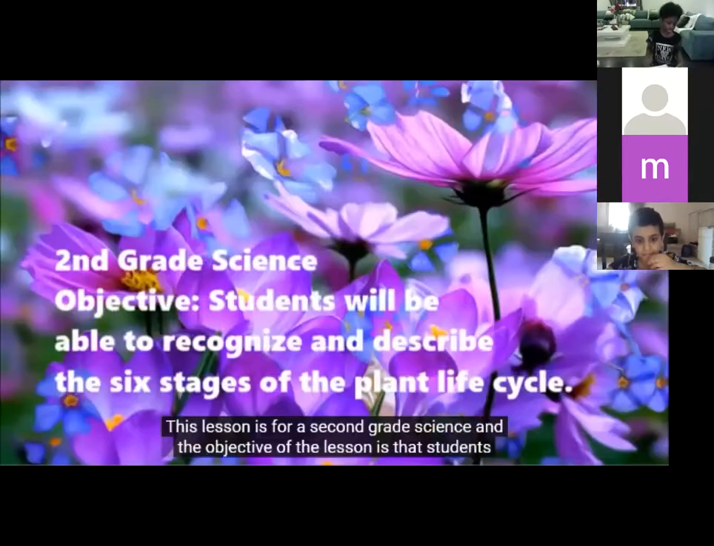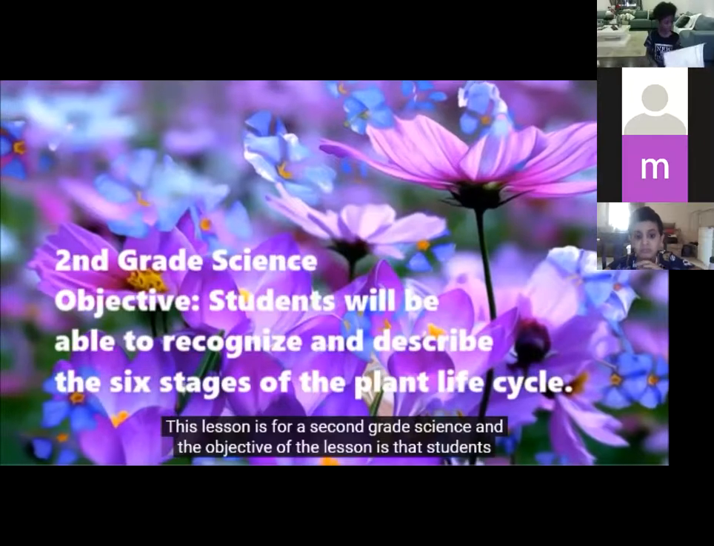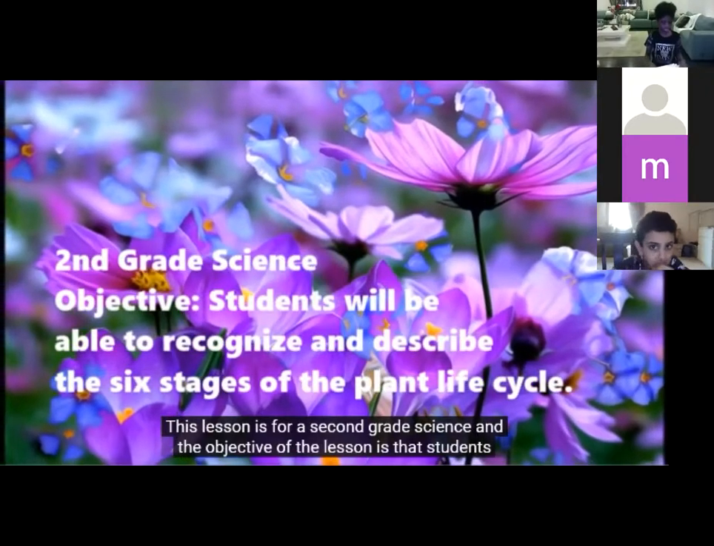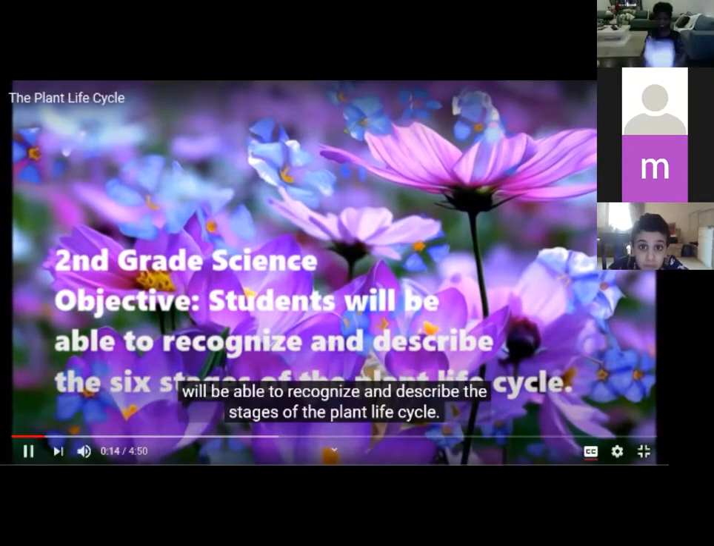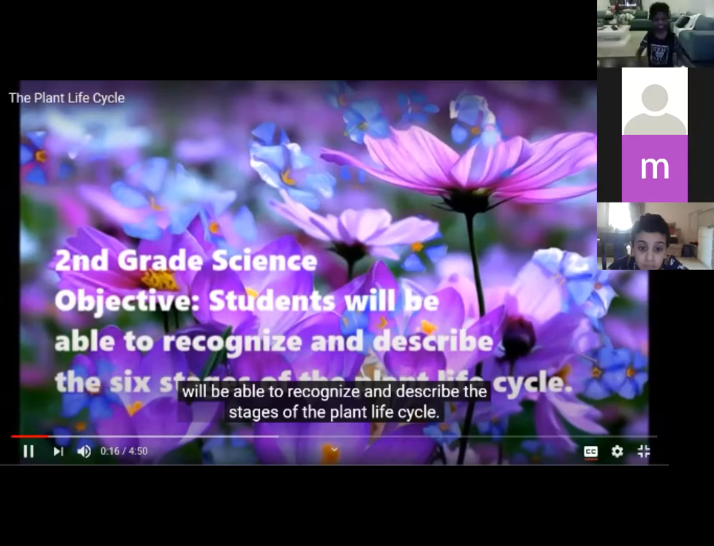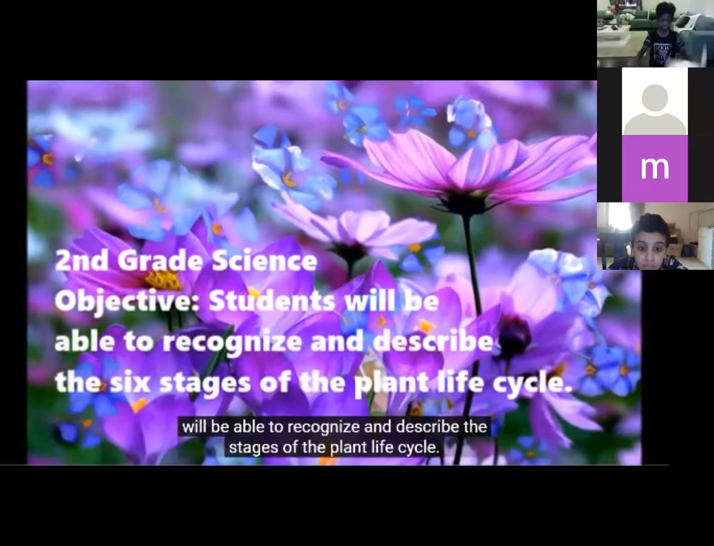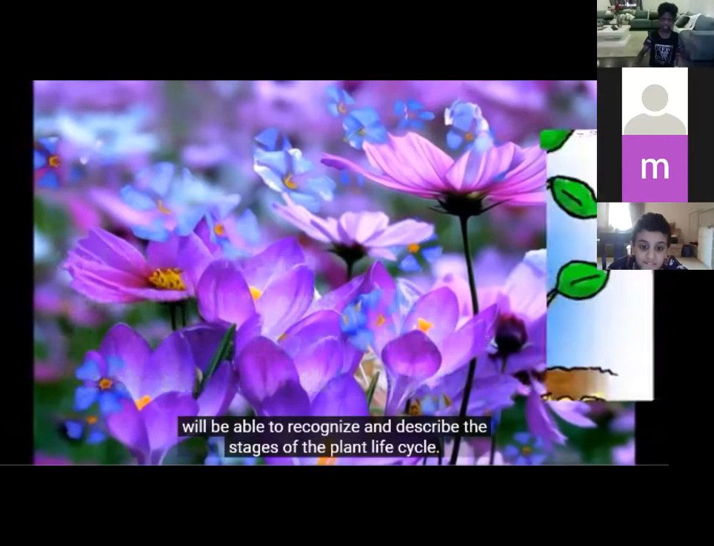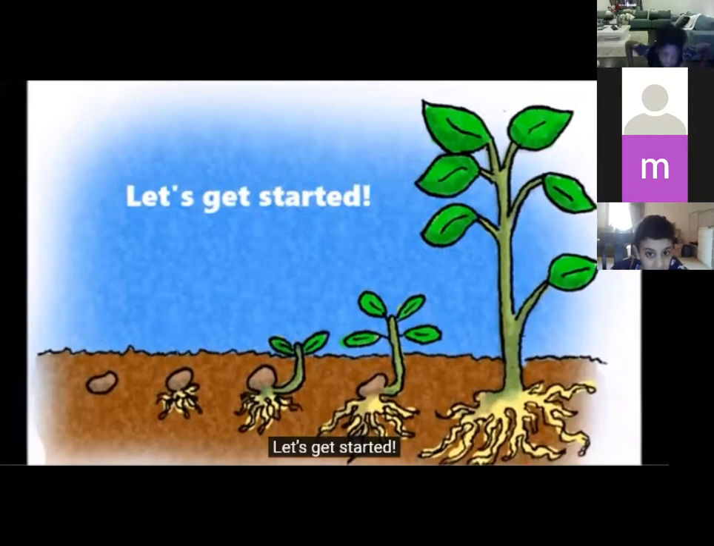This lesson is for second grade science, and the objective of the lesson is that the students will be able to recognize and describe the stages of the plant life cycle. Let's get started.